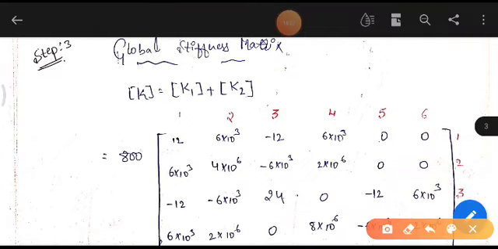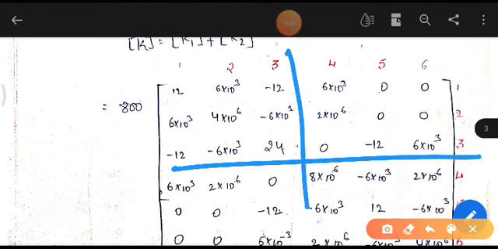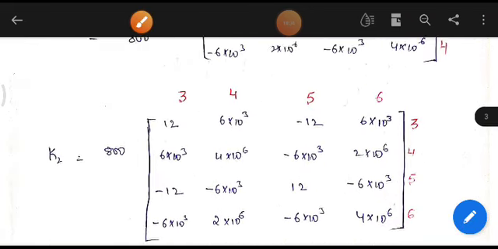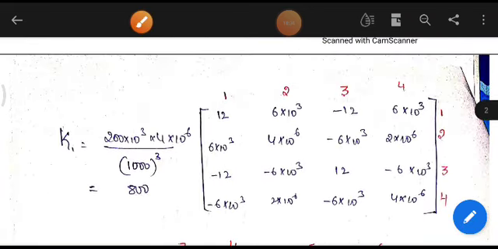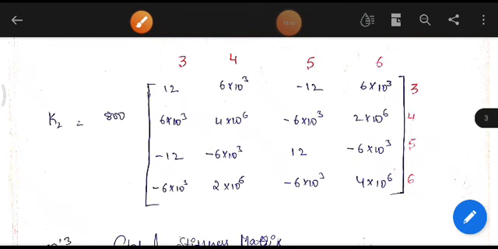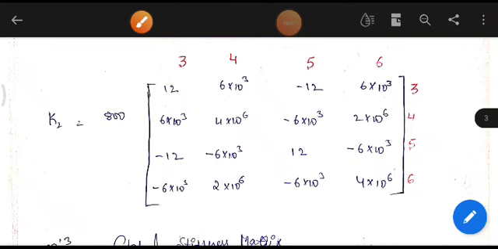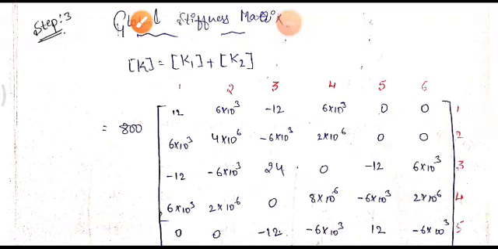Similarly, for example, if you want to find this 24, how this 24 has come, we'll see. This 24 is at third row third column. How do we need to calculate it here? If you see here, this is our third row, this is our third column, we have 12. Similarly, in the second stiffness matrix, we have third row third column, we have 12. 12 plus 12 is nothing but 24. Like that we need to calculate each and every element.